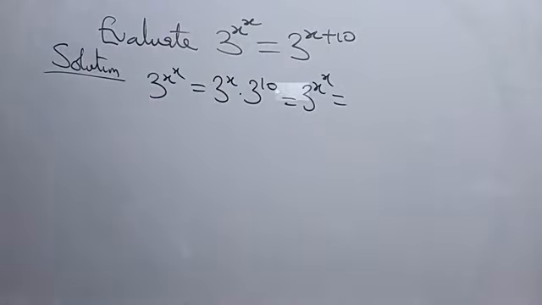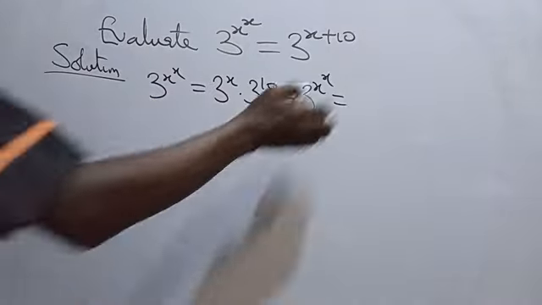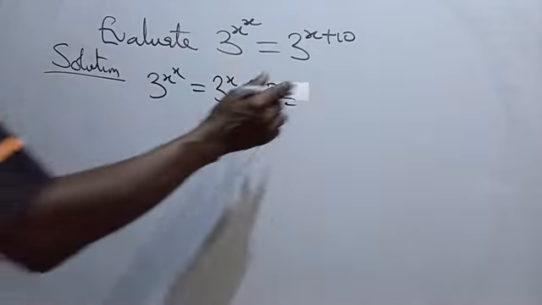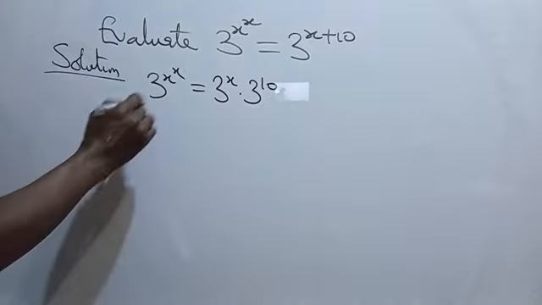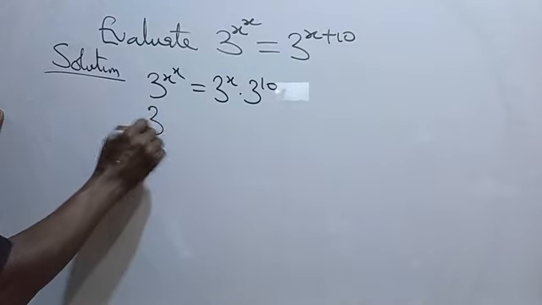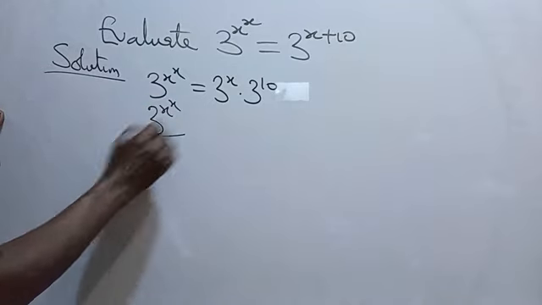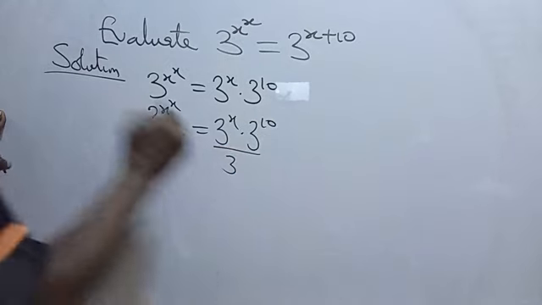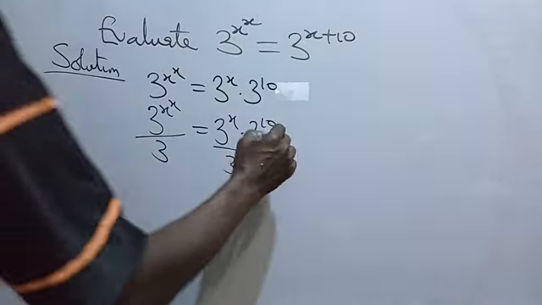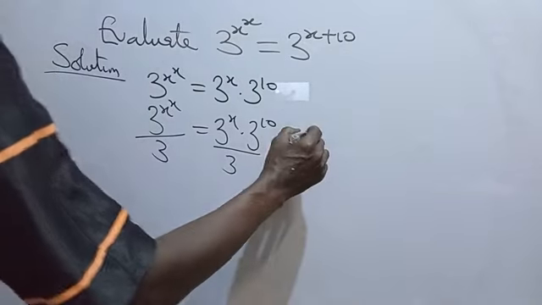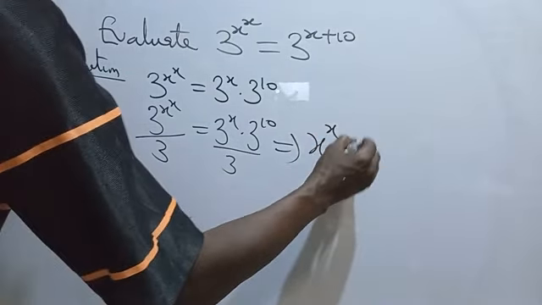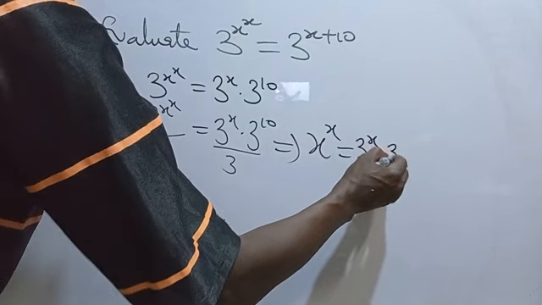Okay, let's do something so that we don't repeat the same question there. With this now, you observe that 3 is common here. So let's now divide through by that 3. Dividing through by 3 gives us what? 3 raised to x all over 3 is equal to 3 raised to x multiplied by 3 raised to 10 all over 3. So by the time we do this, we have x raised to x, because 3 will cancel this 3, is equal to 3 raised to x multiplied by 3 raised to 10.